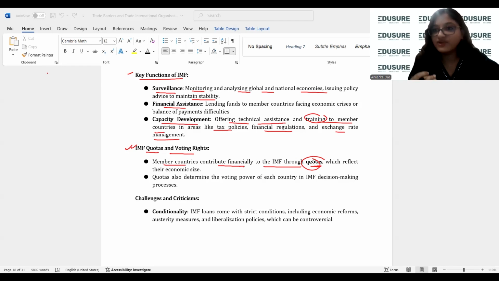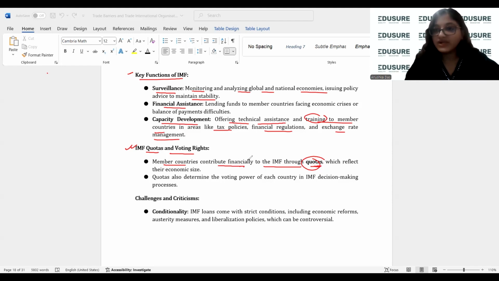So IMF will give loans from the contributions being made through quotas, right? They do not have any funds of their own. Member countries will support IMF, and then IMF will support the member countries back when they need it. So it's a bi-directional transactional institution.